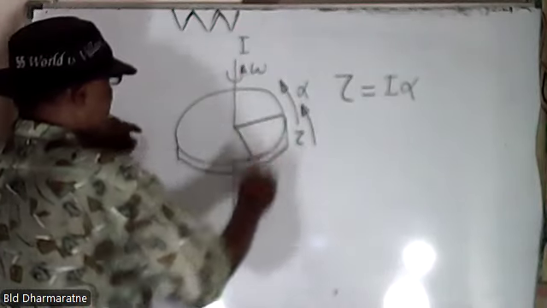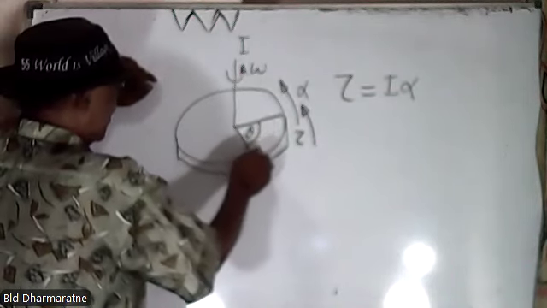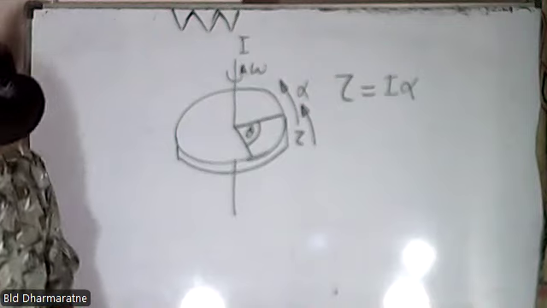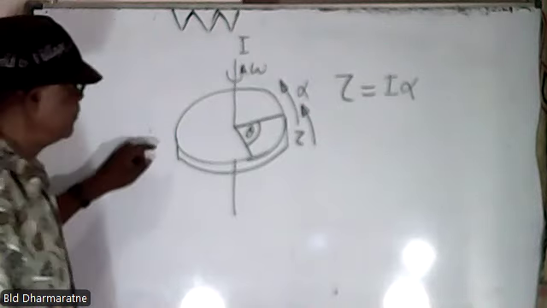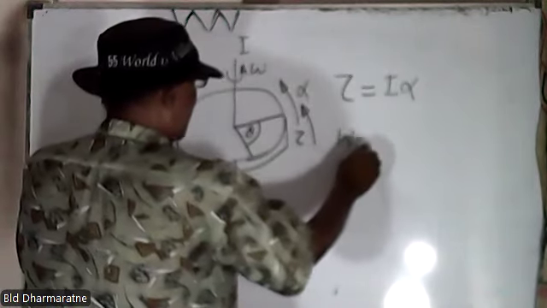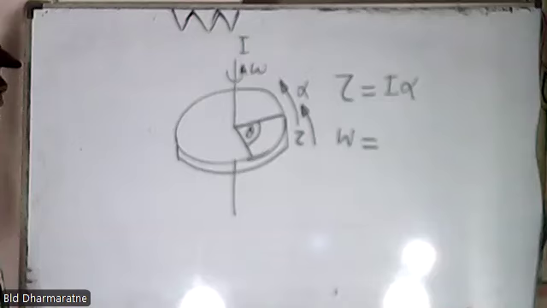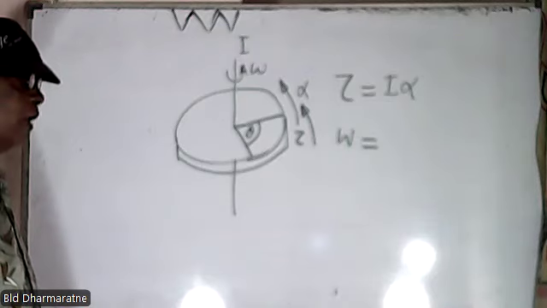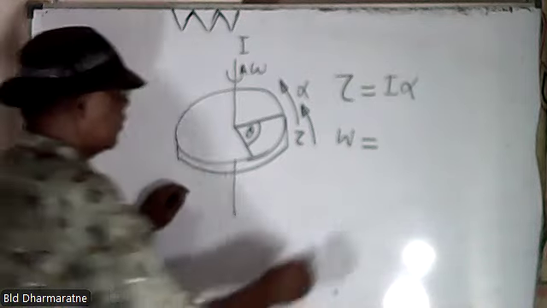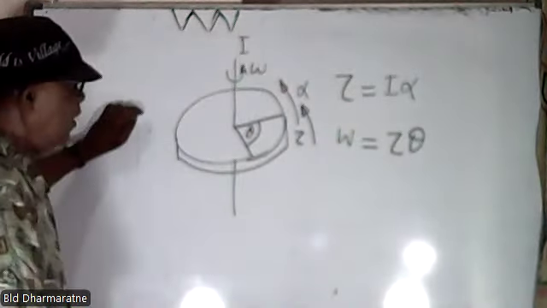Rotationally, consider the work done due to the rotation. The disc turns through an angle theta under torque tau. In the linear case, work done is force into displacement. Here, work done is torque into angular displacement.